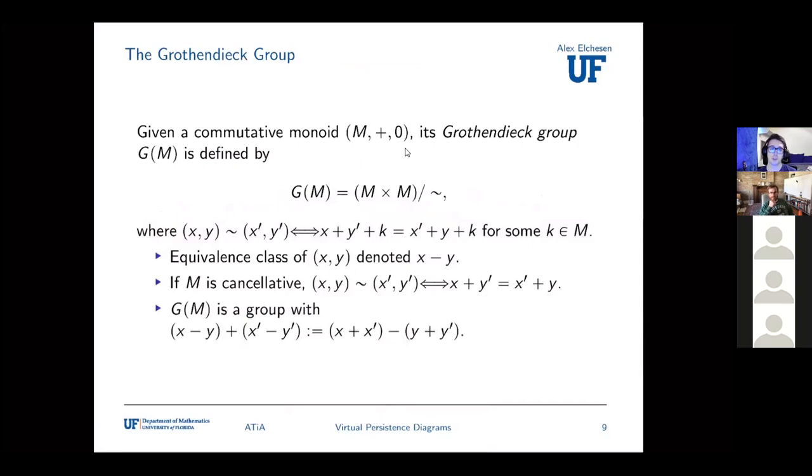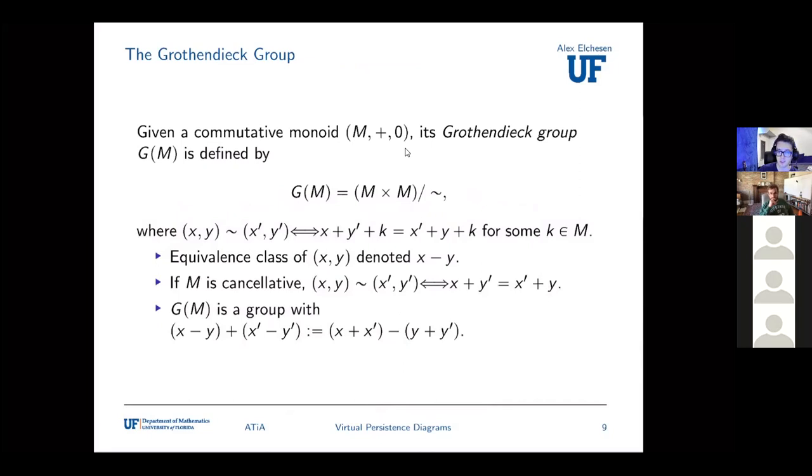In order to talk about signed things, it's convenient to use the Grothendieck group. The Grothendieck group takes a monoid and spits out the universal group, so it's the group completion of a monoid. Formally, you have a monoid and you form the Grothendieck group by taking pairs and identifying them. So this is the formula: x plus y' plus k equals x' plus y plus k for some k.